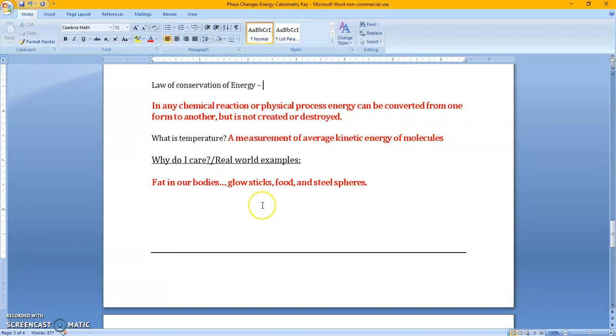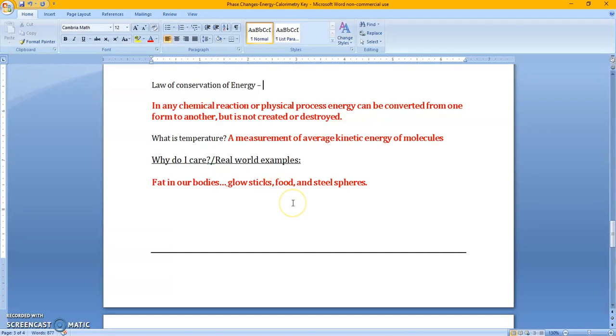Glow sticks use chemical energy. There's potential energy stored in the glow stick. When you break the glow stick, the chemicals mix together, changing it into chemical kinetic energy. And that energy produces light energy, okay? So energy transfers.